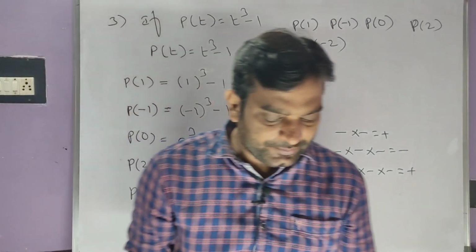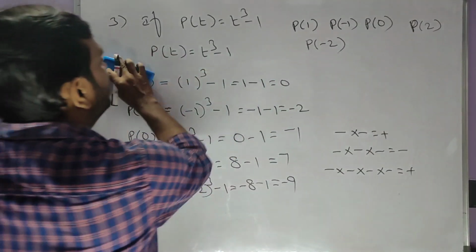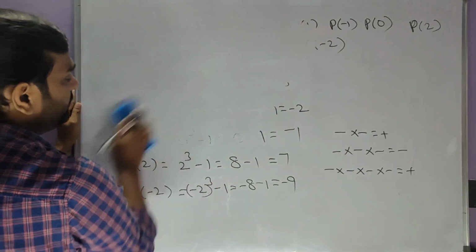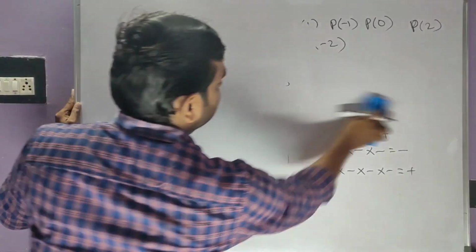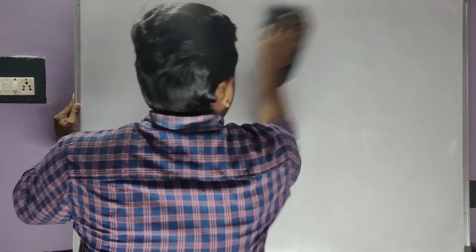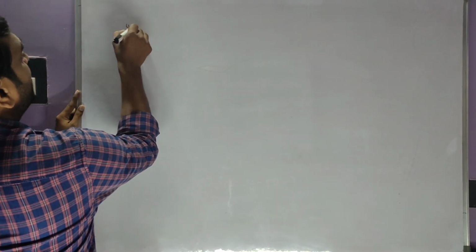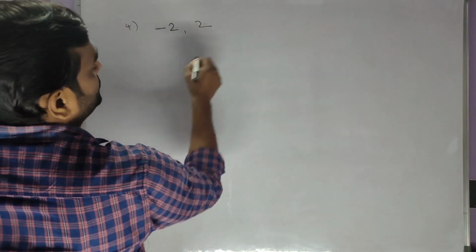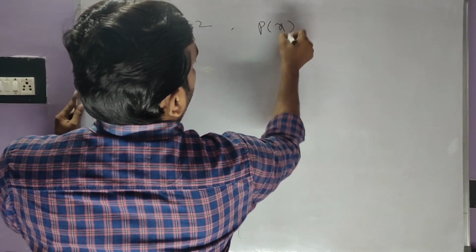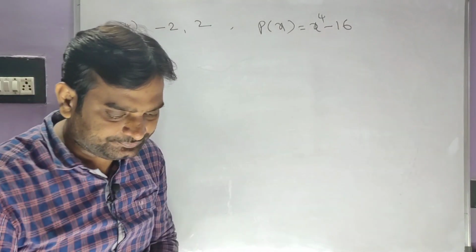Okay, next question. Check whether minus 2 and 2 are the zeros of the polynomial x power 4 minus 16. Exercise 3.1, problem number 4. Check whether minus 2 and 2 are the zeros of the given polynomial x power 4 minus 16 or not.